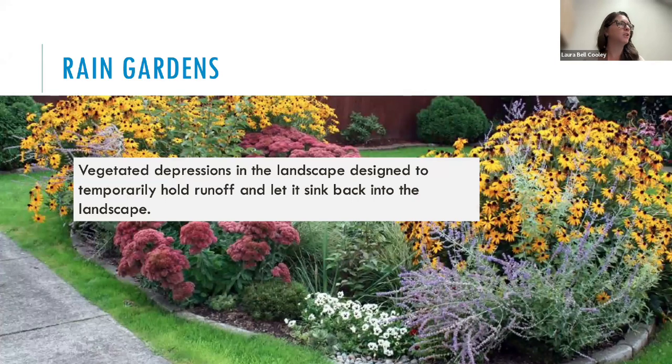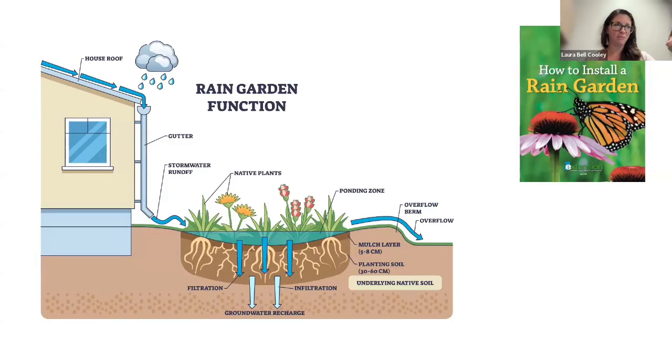Okay, moving on to rain gardens. We talked about rain barrels; they're often rerouted into rain gardens. Rain gardens are kind of simple. They're vegetated depressions in the landscape, designed to temporarily hold stormwater runoff and then let it sink back into the landscape. A lot of people are concerned that these are mosquito pits, and I say no. If you design them well, they should drain, hopefully within 72 hours, ideally within a day. So really it's just acting as a temporary catchment system to let that water seep back in.